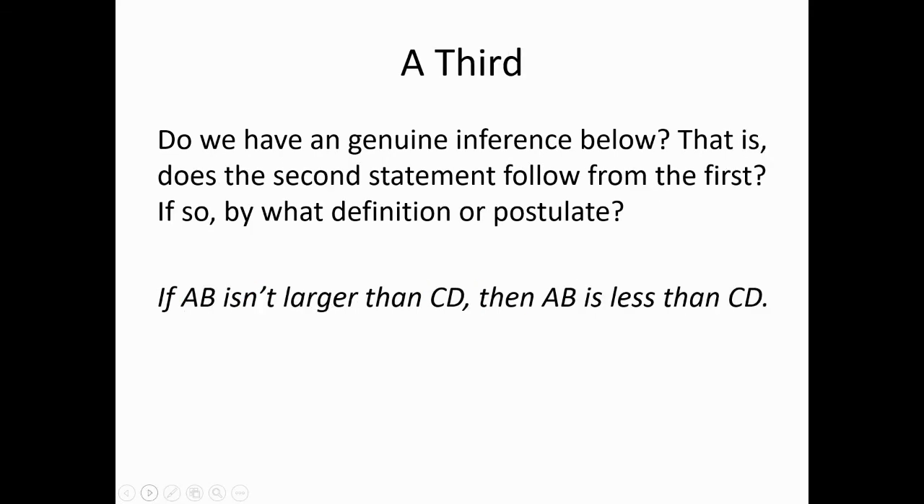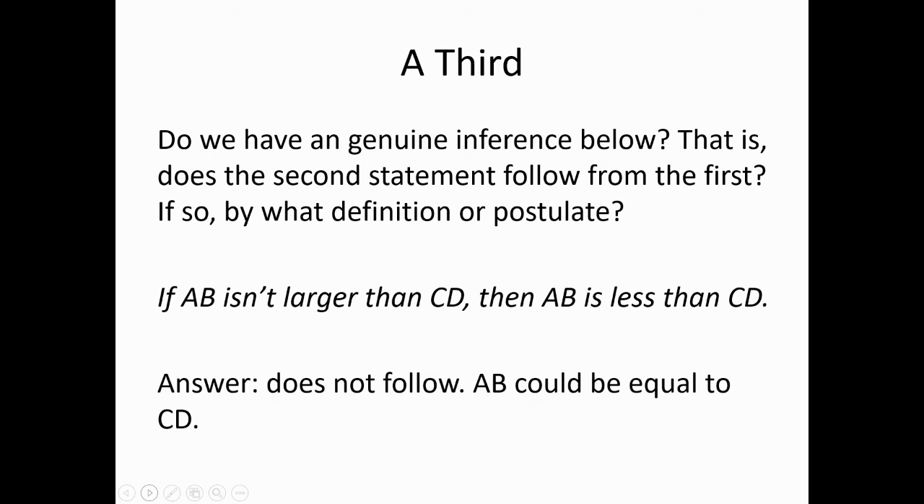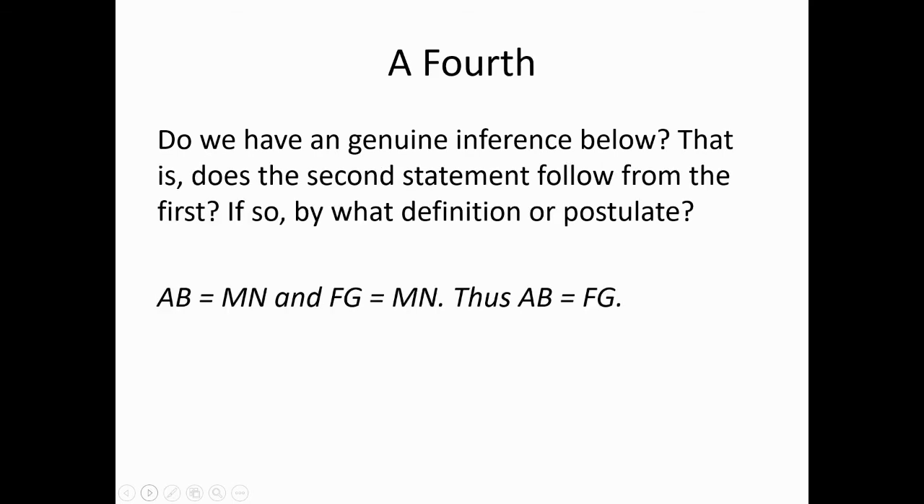So how about this? If AB isn't larger than CD, then AB is less than CD. Well, obviously that just doesn't follow. That doesn't have to be true. It could also be true that AB is equal to CD. So this looks like an illegitimate use of the law of trichotomy. To use the law of trichotomy, we have to eliminate both possibilities, and then we conclude that the third must be the case. When we said that AB isn't larger than CD, we only eliminated one of three possibilities. So it doesn't follow.